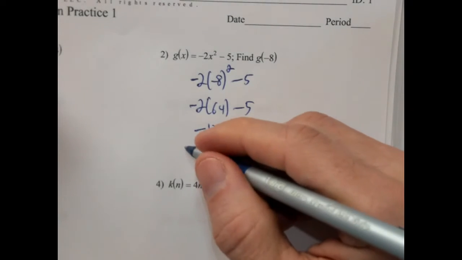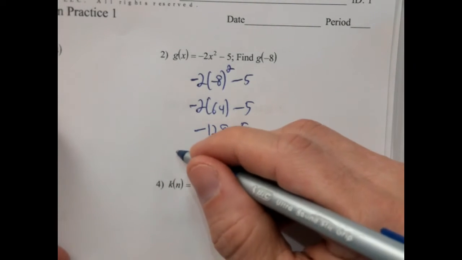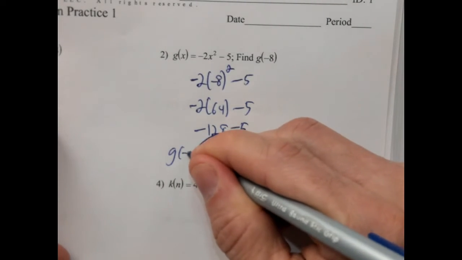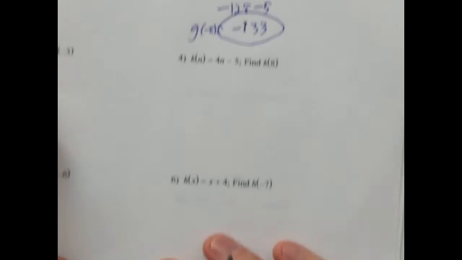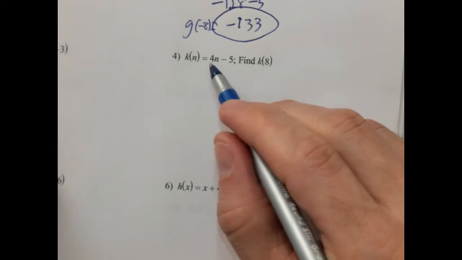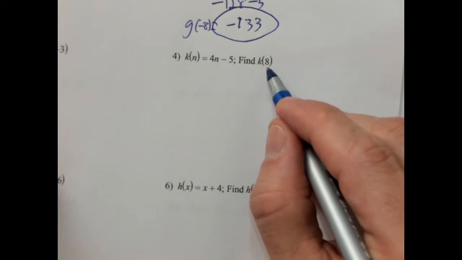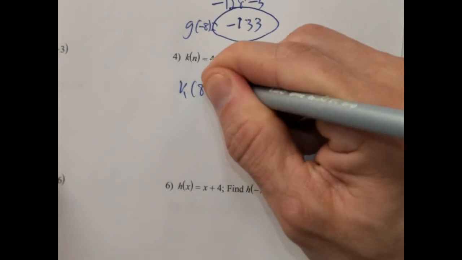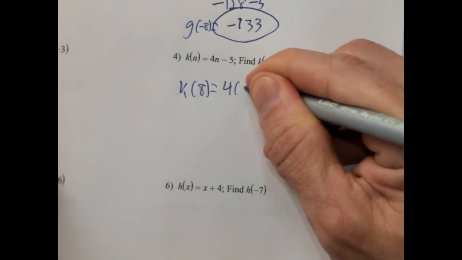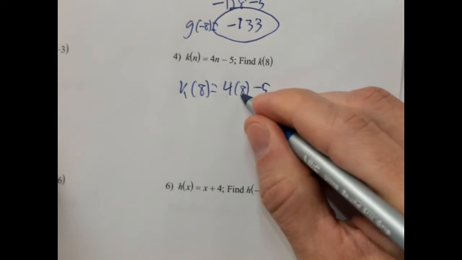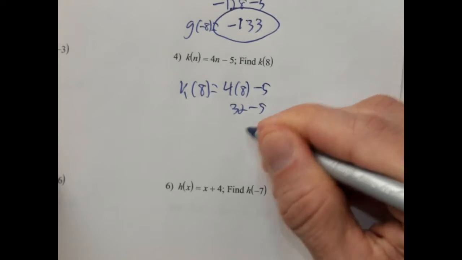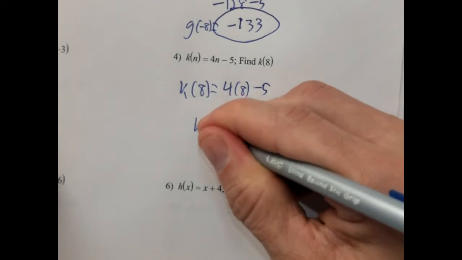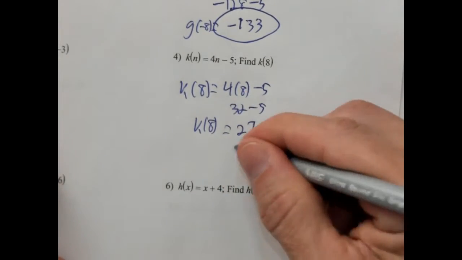Oops, I should be writing g of negative 8. Sorry, got a little lazy there. So k of n is equal to 4n minus 5, find k of 8. k of 8 equals 4 times 8 minus 5. 4 times 8 is 32, minus 5 is 27. So k of 8 is equal to 27.